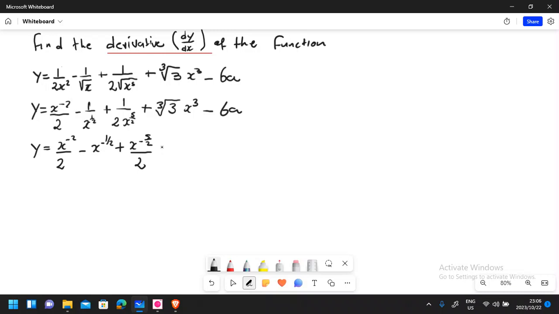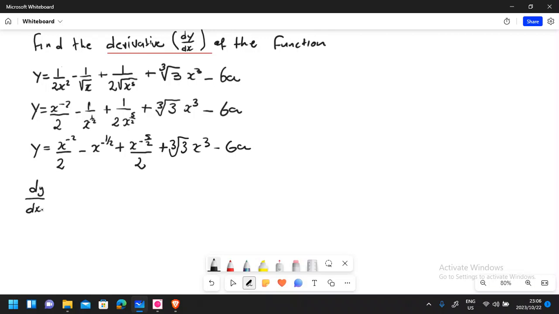And then this term here, we just write it as it is because it's okay so far. So we have 3 here, and we have x to the power of 3 minus 6a. Now this is fine. We can start differentiating now. So we can say dy/dx.